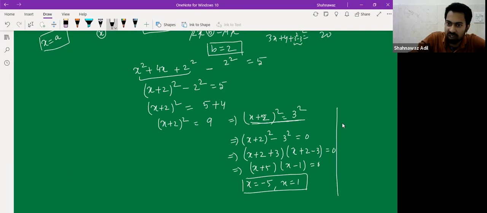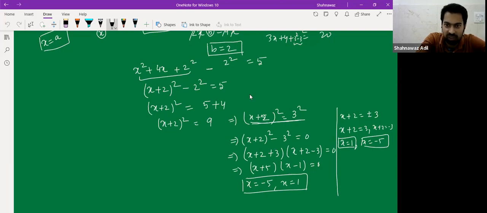What was the other method? I wrote it as plus minus 3. So x plus 2 was 3 and x plus 2 was minus 3. So x was 1 and x was minus 5. So whatever method you seem comfortable with, you can do that.